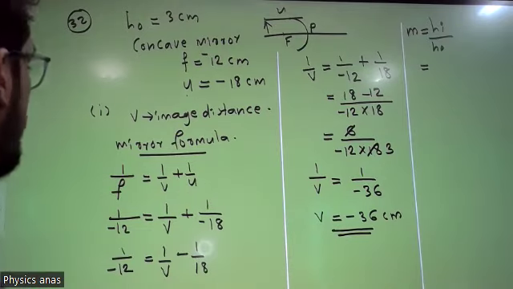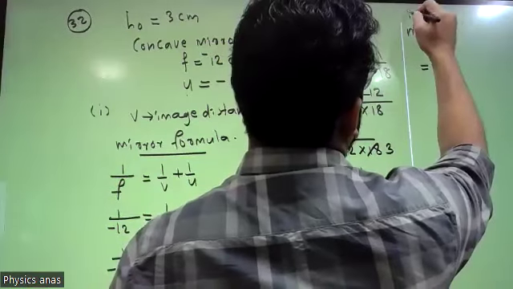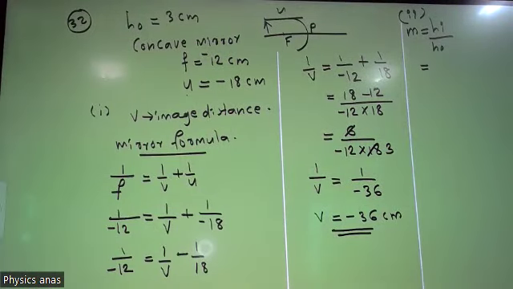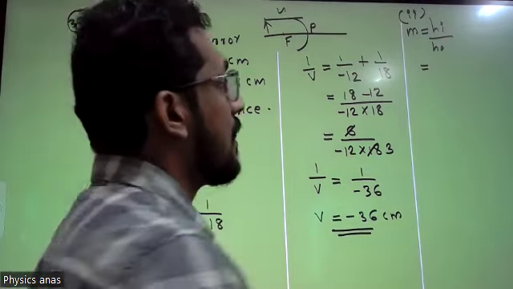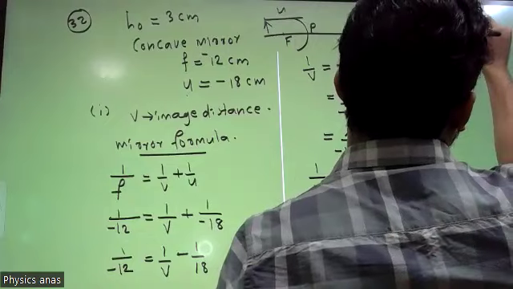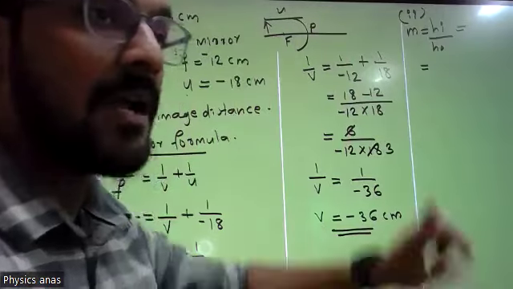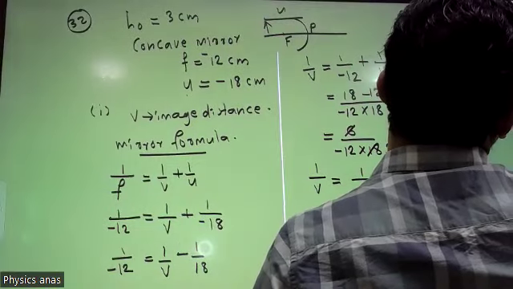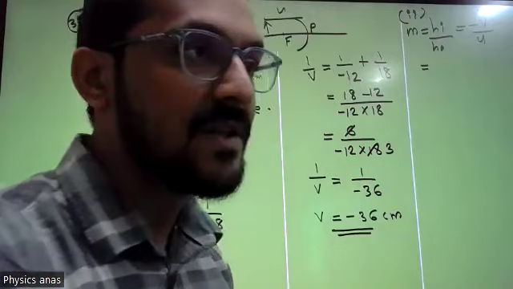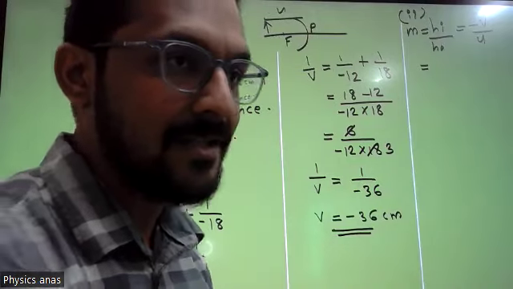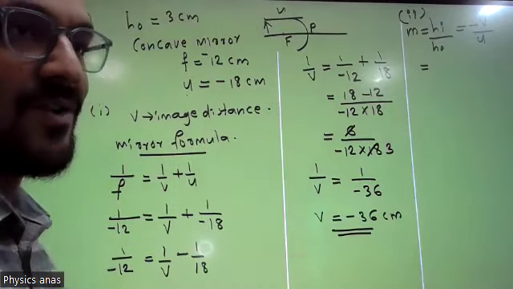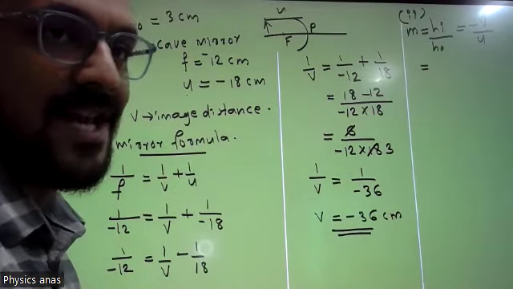I am going to the next part of the question. What is the second part of the question? You have to find the height of the image. What is Hi? You have this equation Hi by Ho with you, but magnification is also equal to minus V by U, right? And you have V here and U also here, and Ho is given in the question. You can easily find the value of Hi.